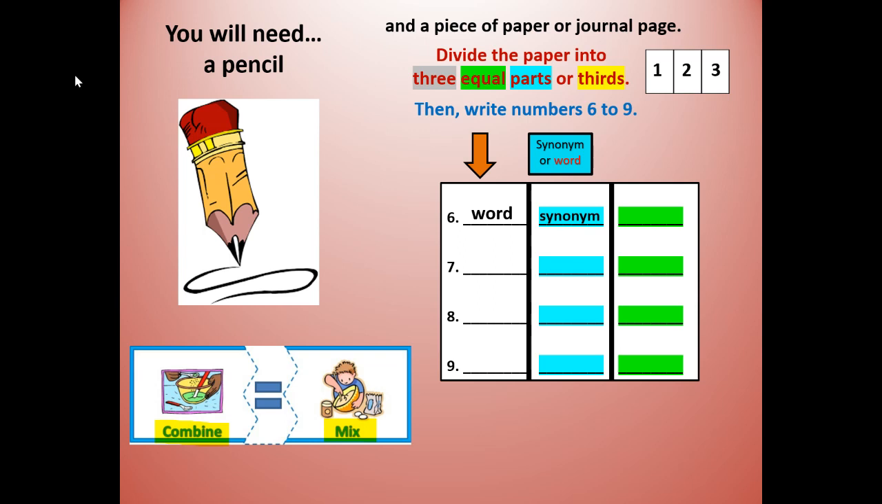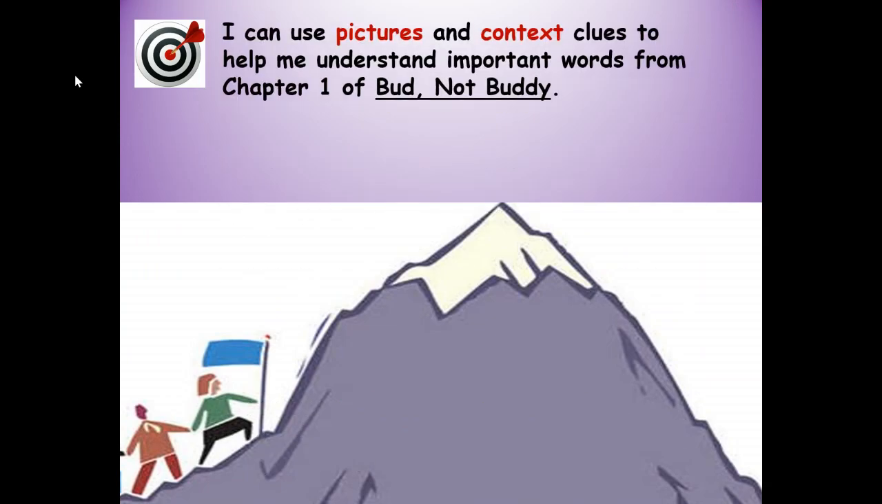If you can't think of a synonym or you don't catch the synonym I give you, you can just write the vocabulary word a second time. In the third column, I want you to draw a quick sketch or picture. So if you need to, push pause, get a pencil and a piece of paper, and when you're ready, push play again.